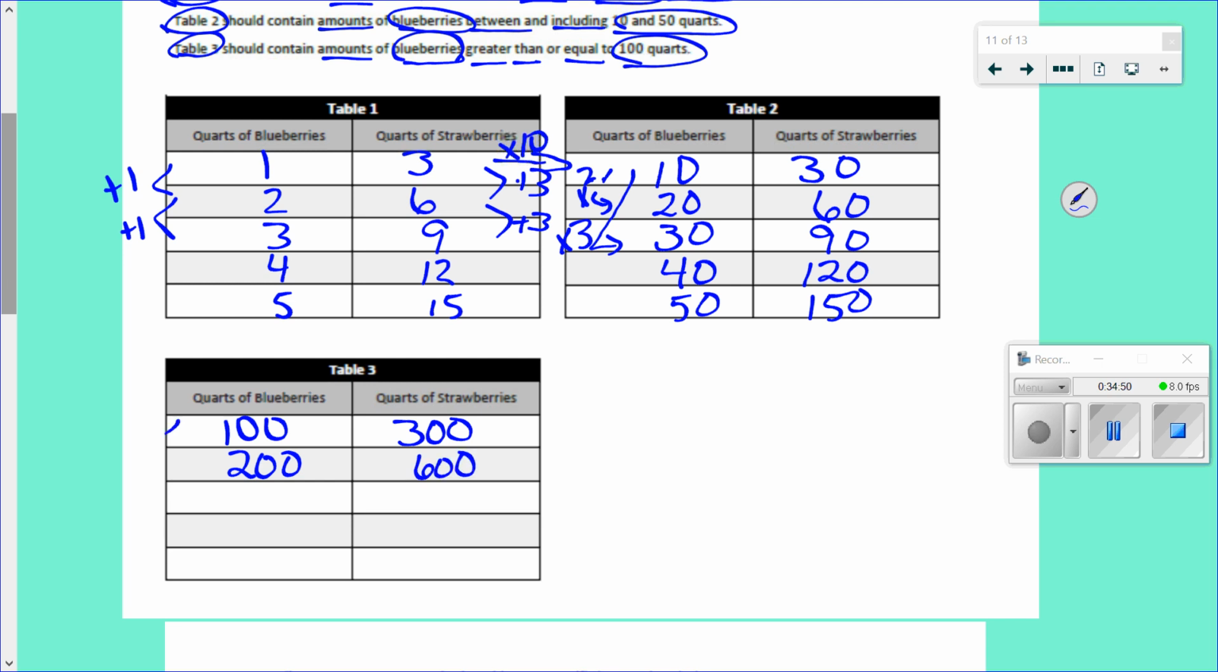So again, because we're doing big numbers, I'm going to do multiplicative. So that's times 2. Then we're going to do times 3. It's going to give us 300, 900, then 400, 1,200, 500, 1,500. Are you guys starting to see how to build these tables? Pretty easy? Good.